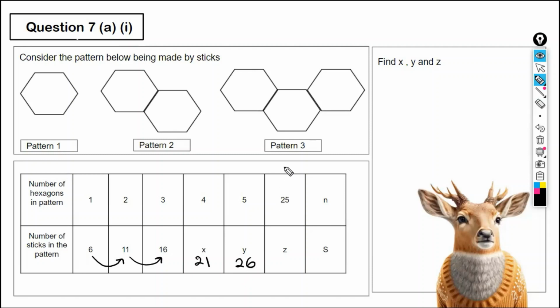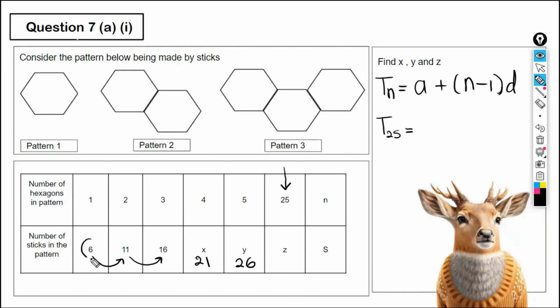But then it jumped all the way from 5 to 25. They don't want the 6th term. I mean, you could do this the long way and keep adding 5, 5, 5, 5 until you reach 25, but you're going to make so many mistakes. How about you just use this formula? Tn is equal to A plus n minus 1 by d. We want to find the 25th term, the 25th hexagon. So we put T25.